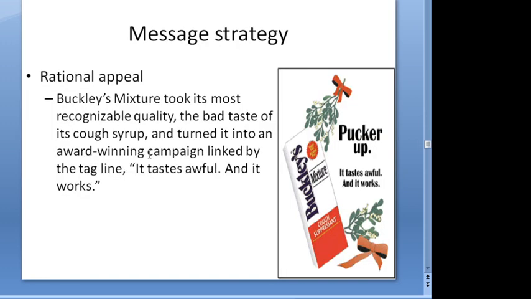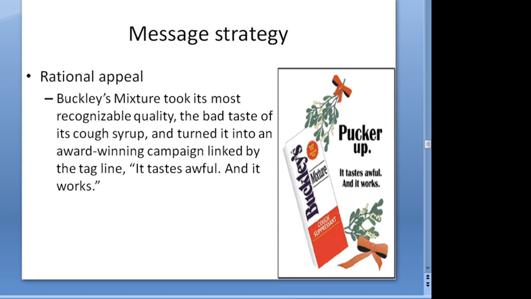Another example, Blacklist. Blacklist mixture took its most recognizable quality, the bad taste of its cough syrup, and turned it into an award-winning campaign linked by the tagline, "It tastes awful and it works." So it's also a rational appeal.